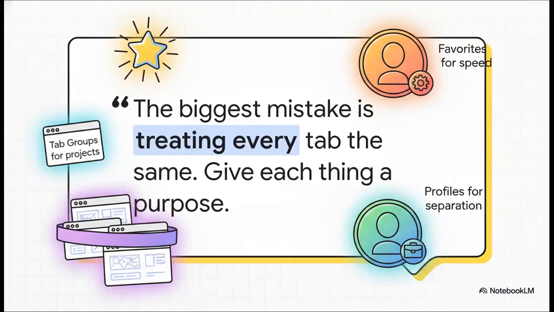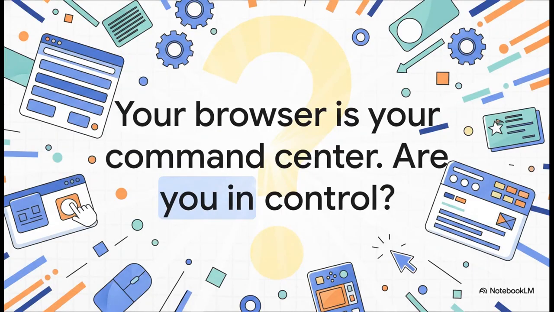Look, if you remember just one single thing from all this, let it be this. Stop treating every tab the same. Give each link a purpose, and use the right tool for the job. Favorites for speed, tab groups for projects, profiles for separation. That is the secret. So as we wrap this up, I want to leave you with one final thought.